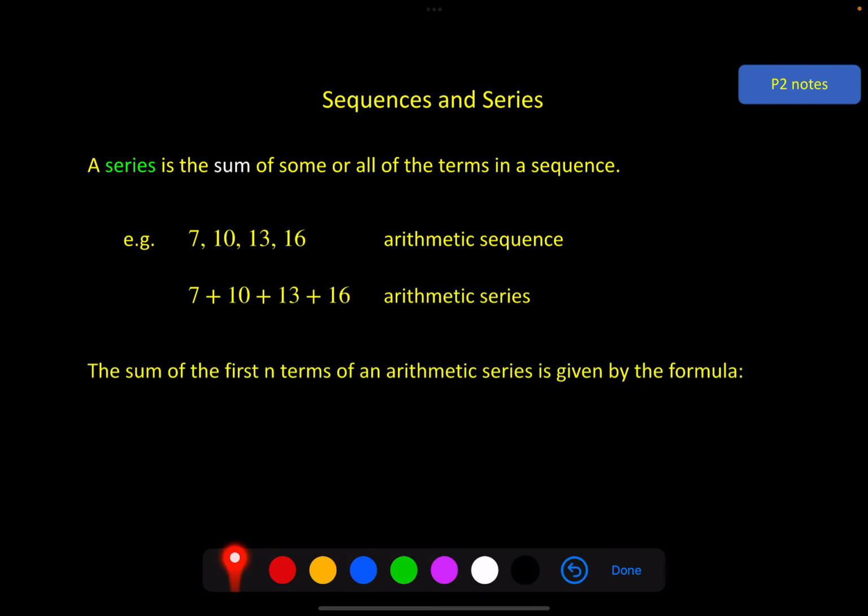And the sum of the first n terms of a series, again, this is a formula I'm hoping that you've seen before, is this. Now there's two formulas here. This one and this one. And this one here, a is the first term, L is the last term. So the first term plus the last term times by how many terms you've got divided by 2.